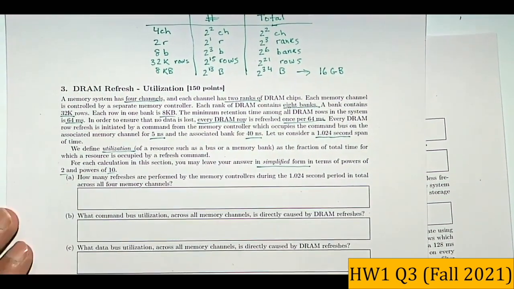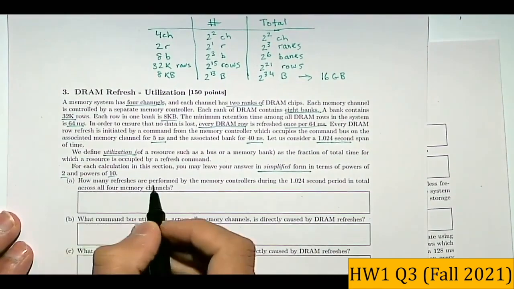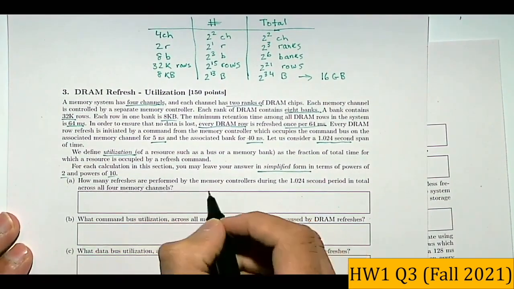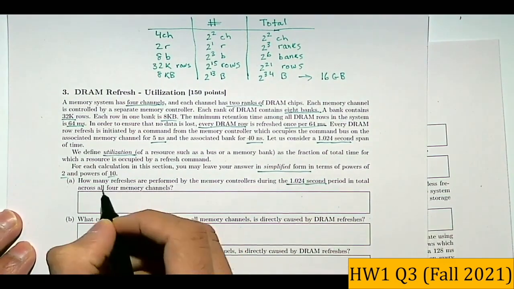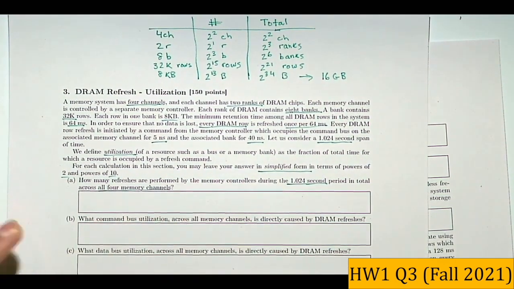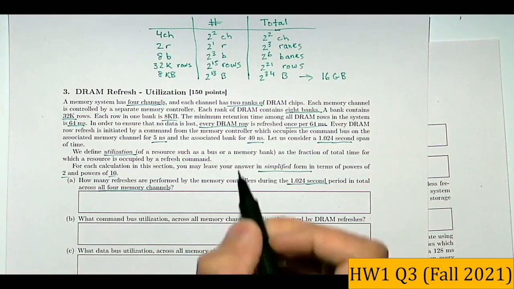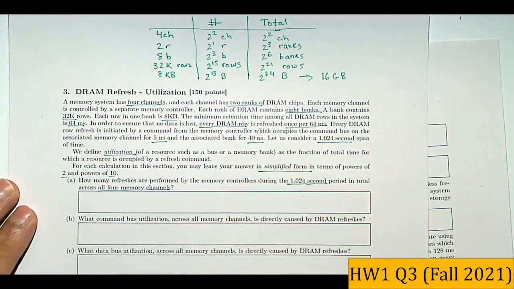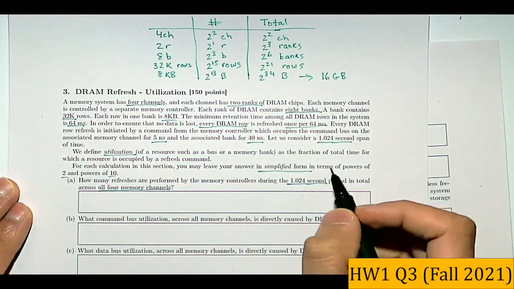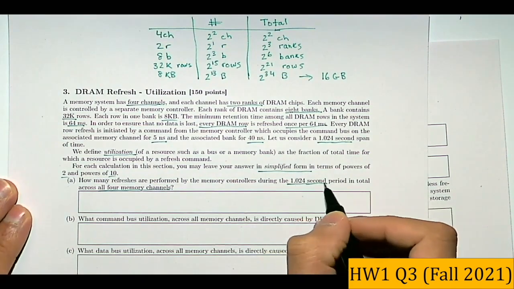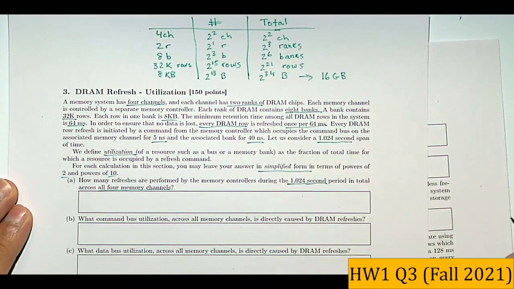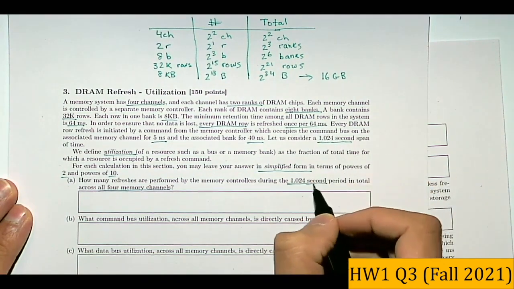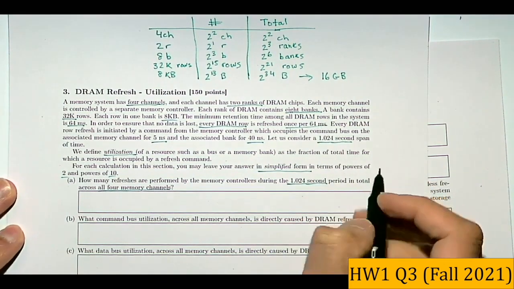So let's get to the first part of the question. It asks us how many refresh commands are performed by the memory controllers during the 1.024 second period across all 4 memory channels. We know that every DRAM row is refreshed every 64 milliseconds. So if we're considering a 1.024 second period, how many of these 64 millisecond periods are in this 1.024 seconds? That's the first part.